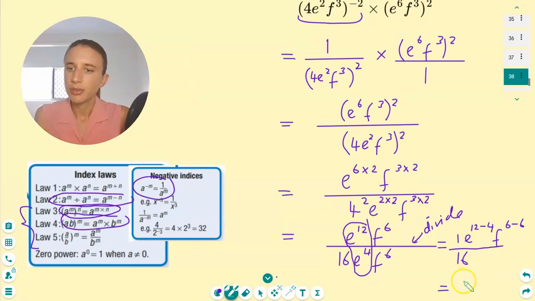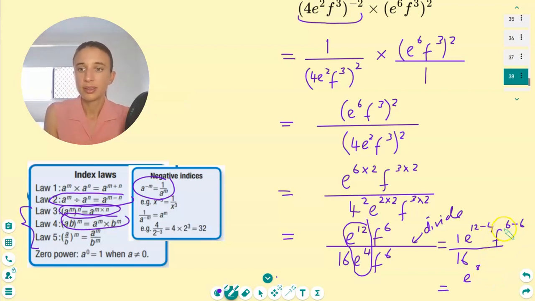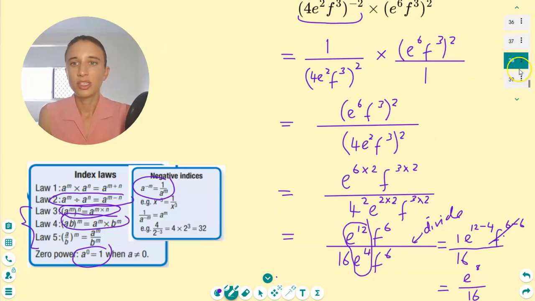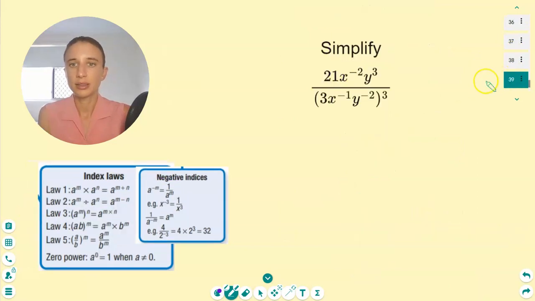So simplifying that, e to the, 12 take 4 is 8. f to the 0, what do we know about the 0 power? That's 1, right? Anything to the 0 is 1. So we don't even have to write it. So our answer is e to the 8 on 16. Okay, looks a bit intense, but just break it down. You've got this. Okay, let's check this out.